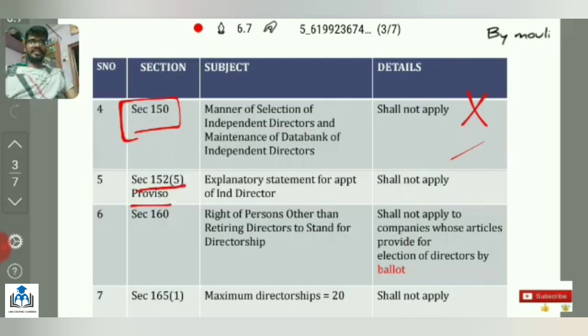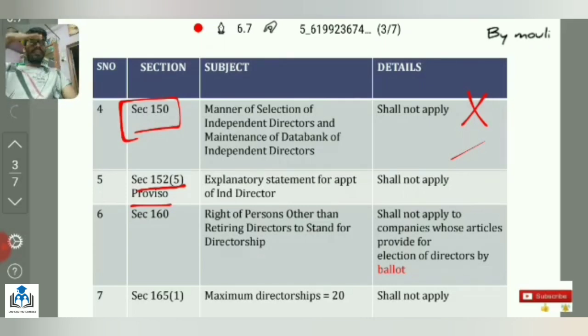Next, coming to our next point, Section 152 subsection 5 proviso. What is 152 subsection 5? We have already discussed in our previous capsule videos. Section 152 subsection 5 says that whenever a director is appointed, the director has to give his consent to the company, and the company in turn files the director's consent with the ROC, right? Within 30 days it has to file. A proviso to that point is there.